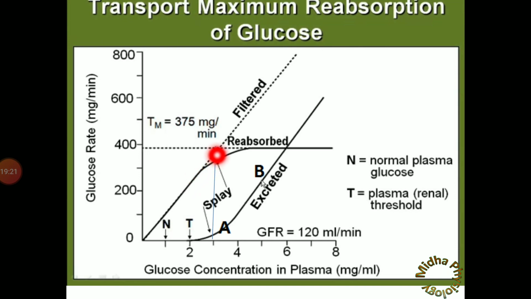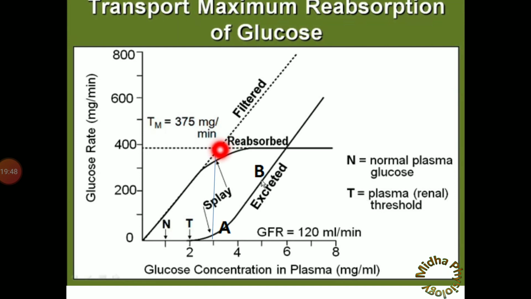And then it will reach a maximum value. This maximum value we have found to be 375 milligram per minute. So at this point you can see it is 375 milligram per minute. After that there will be no more reabsorption curve going upward; now it is in the plateau phase, because this is the maximum reabsorption which the renal tubule can do for the glucose.